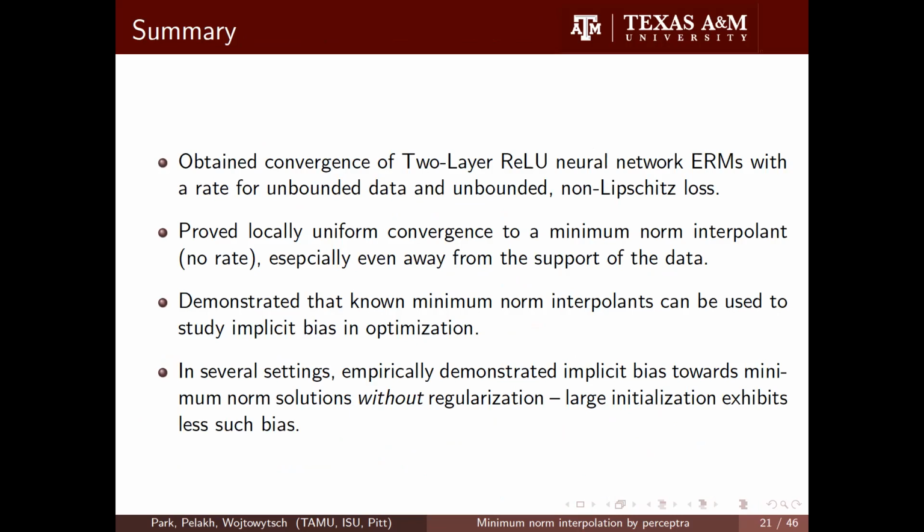and in the case of unbounded support and non-Lipschitz loss. And we also proved minimum norm interpolation behavior, even though we don't have any data. And we demonstrated that no minimum norm interpolants can be used to study implicit bias in optimization. And as an example, we used this theoretical result in the one dimension case and the radially symmetric bump function case to see that certain conjectures can be empirically verified.